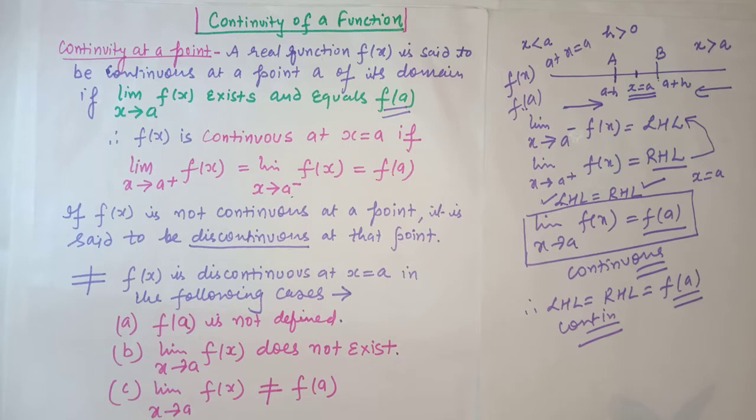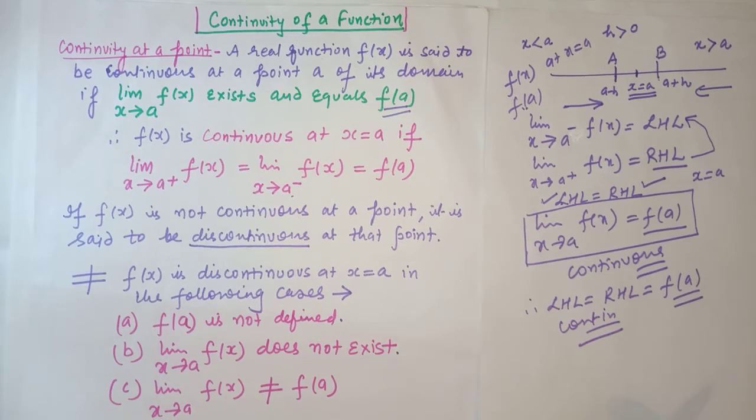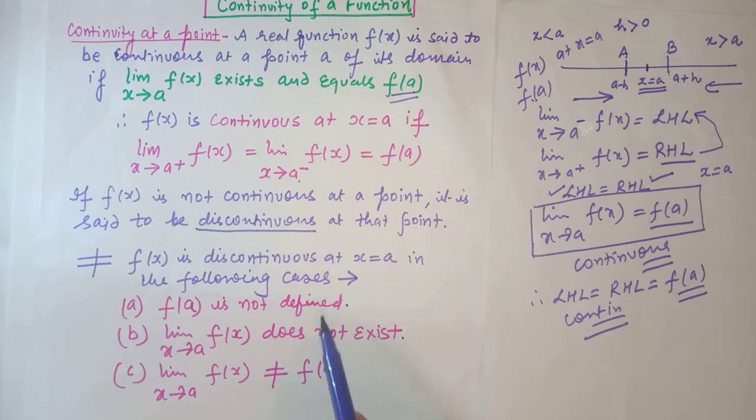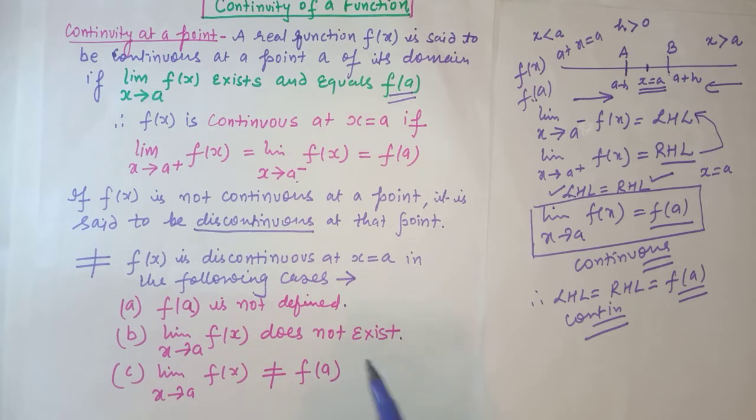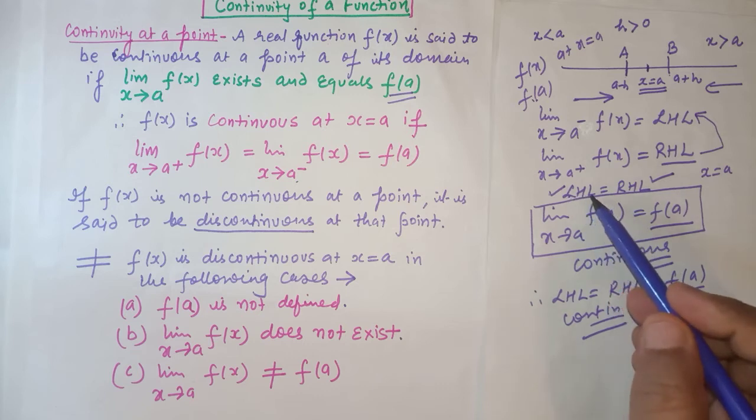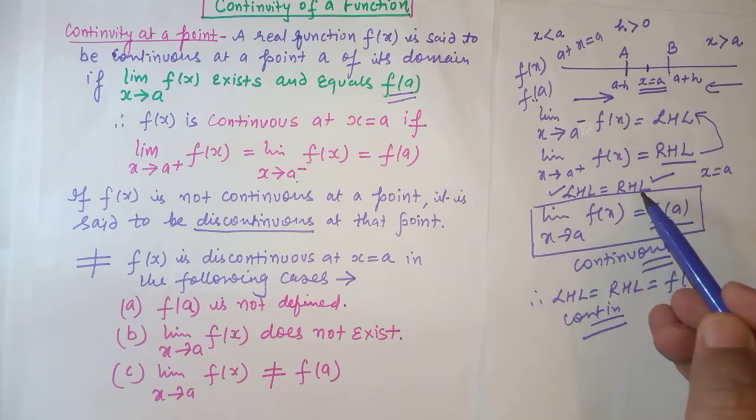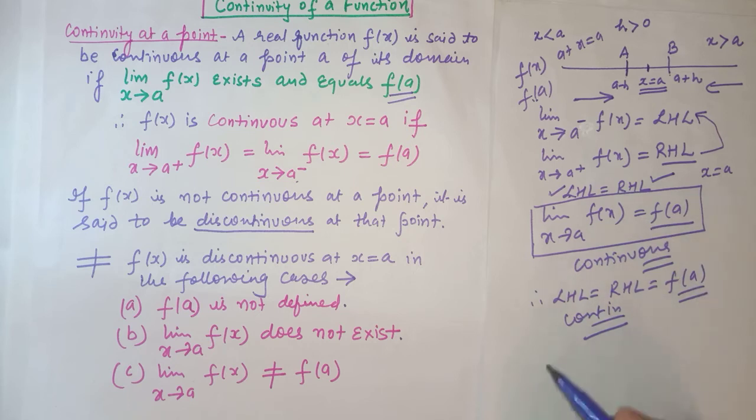And if we want to prove a function to be discontinuous, then it is sufficient to show one of the following results: that f(a) is not defined, or that the limit as x tends to a of f(x) does not exist. What does it mean? This limit doesn't exist means the left hand limit and right hand limit may each exist, but they are not equal. Clear?